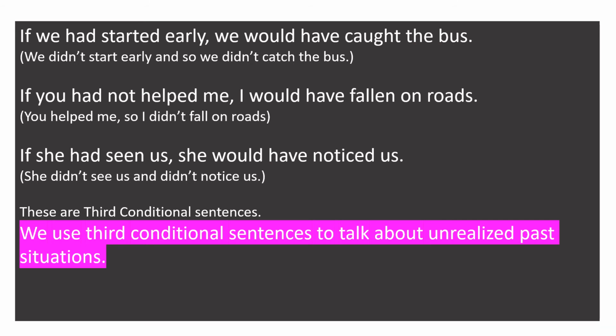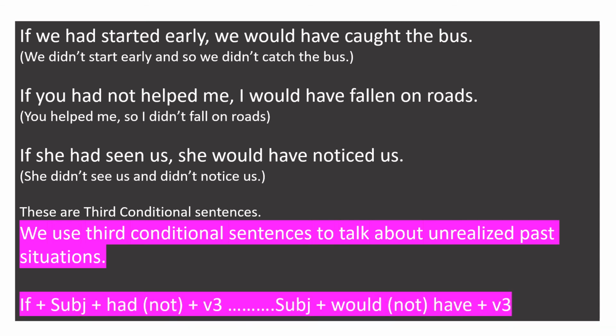And see the verb. What is the verb structure? Had started, would have caught. Had not helped, would have fallen. Had seen, would have noticed. So, in the if clause, had plus V3, and in the main clause would have V3. Adding not is optional, I told you already. Optional in the sense that if the situations demand, we use not. Otherwise, usually we don't use it.